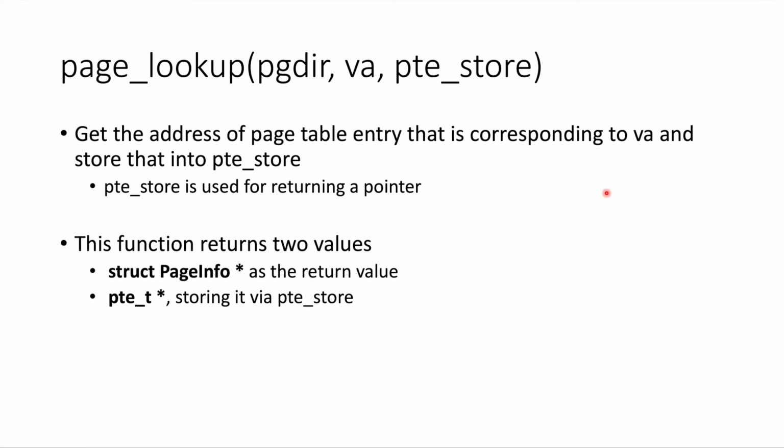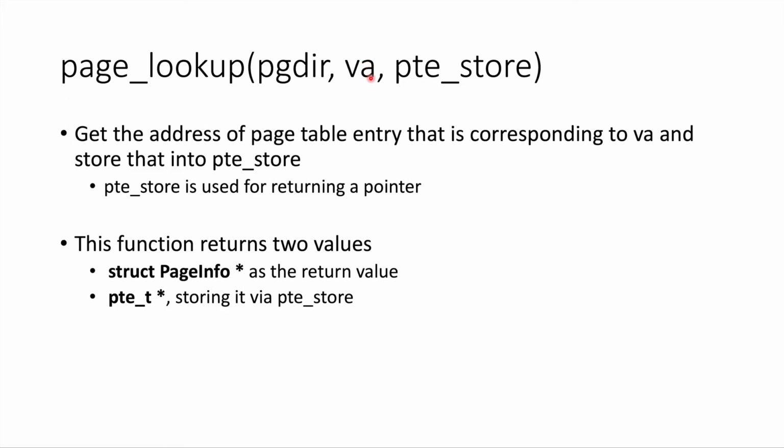And next is page lookup. The function is about getting the mapping information about the virtual address at VA. The objective of this function is two-fold, so it has two return values. One is the address of the struct page info: it will return the struct page info of the physical page that corresponds to the virtual address.